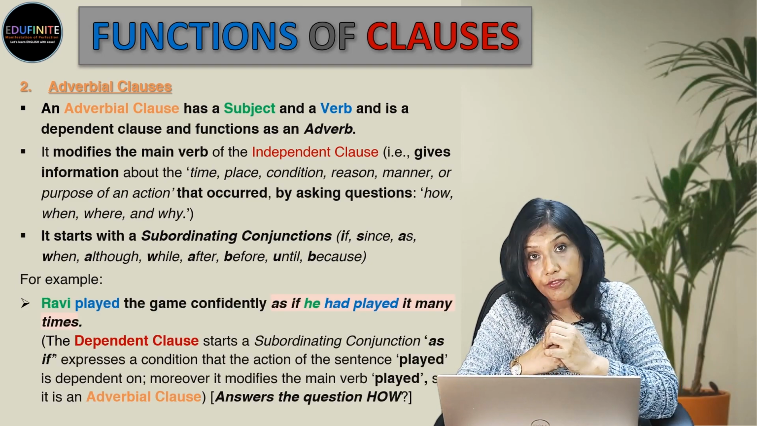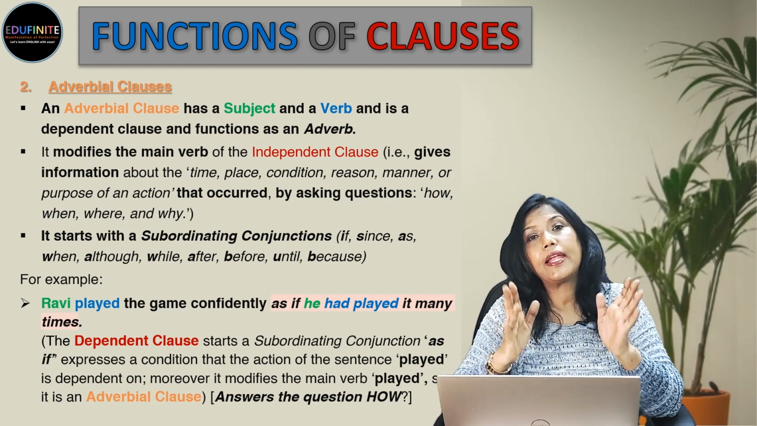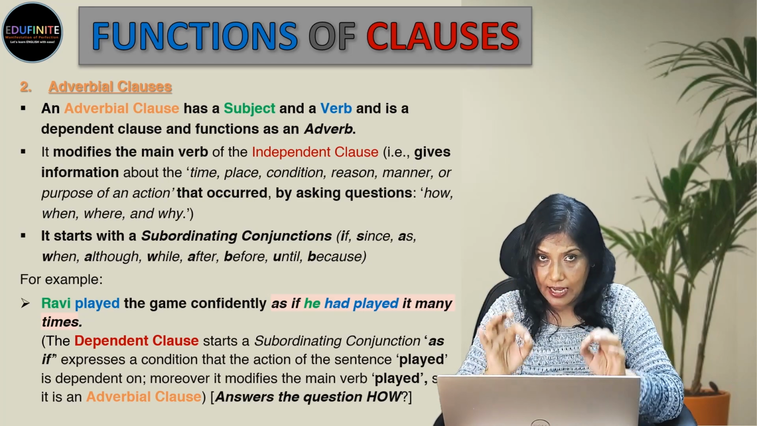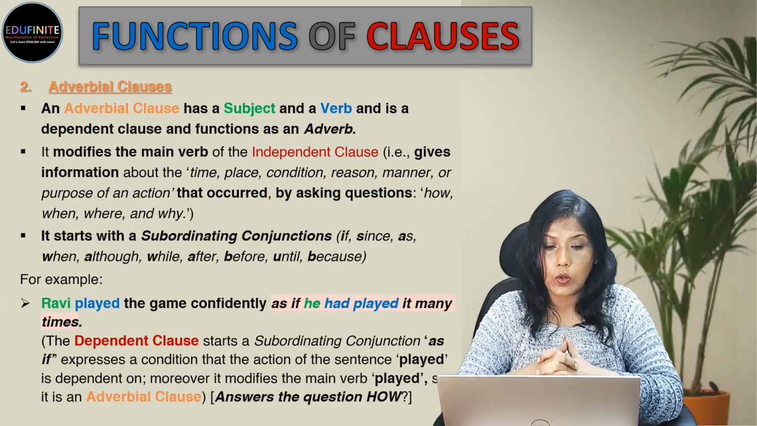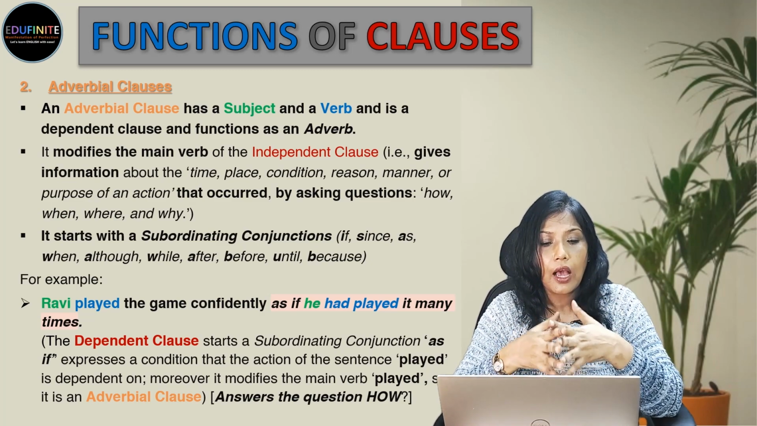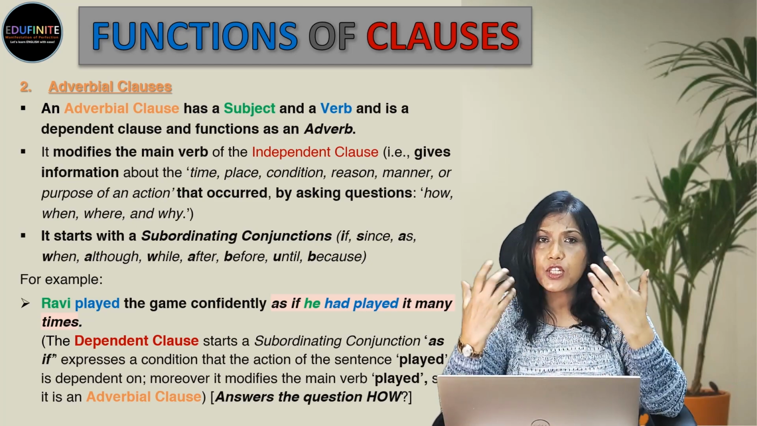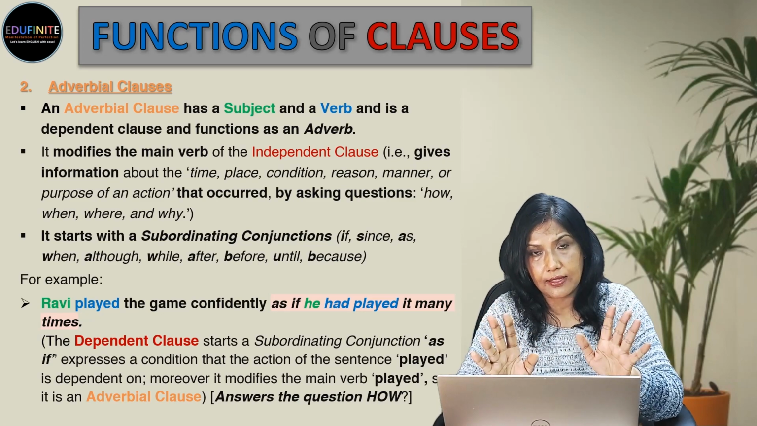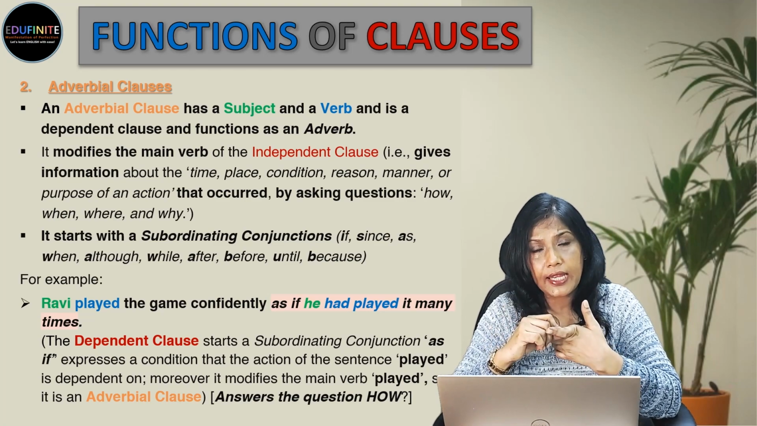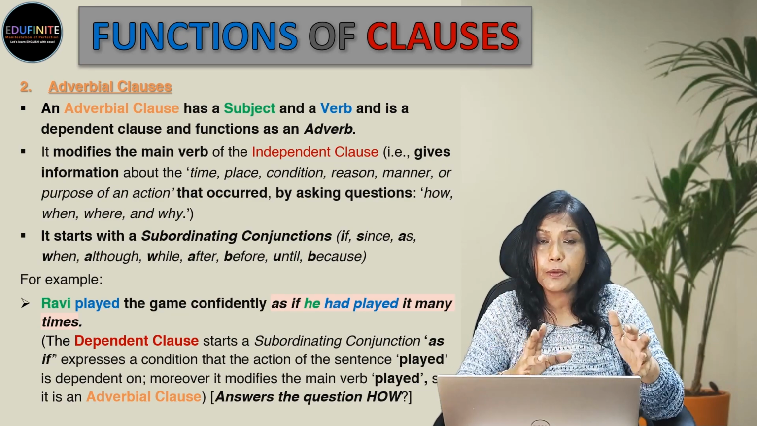Ravi played the game confidently as if he played it many times. So, here Ravi played the game confidently is the independent clause and as if he played it many times is the adverbial clause because it's beginning with the subordinating conjunction as if. And what is it happening? As if he played it many times. So, if you just say this much, it does not make complete sense. So, this is a dependent clause and it begins with the subordinating conjunction as if and what is it doing? It is modifying the verb of the main clause.